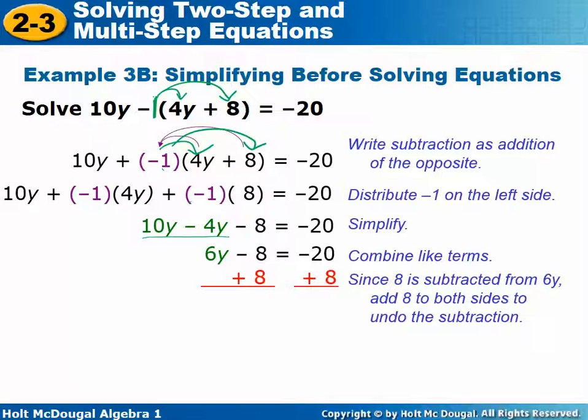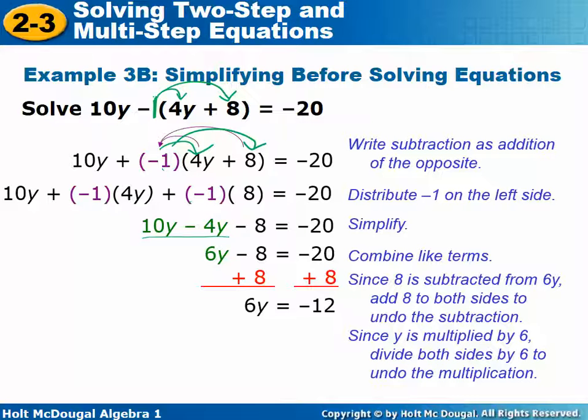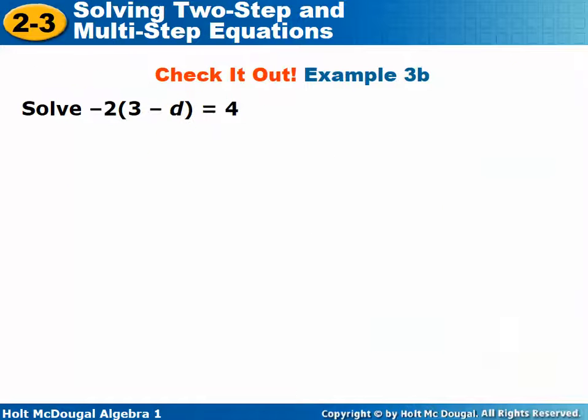And negative 20 plus 8 is negative 12. So we get 6y equals negative 12. 6 multiplied by y, so to undo multiplying by 6, you divide by 6. And y is equal to negative 2. So this is about as complicated as an equation can get on one side. Now we could make the other side look complicated too, and you'll have to simplify both sides. We'll look at some of those next week.